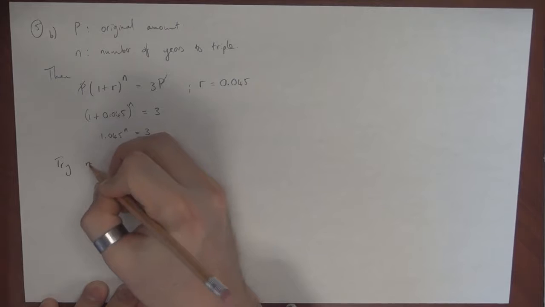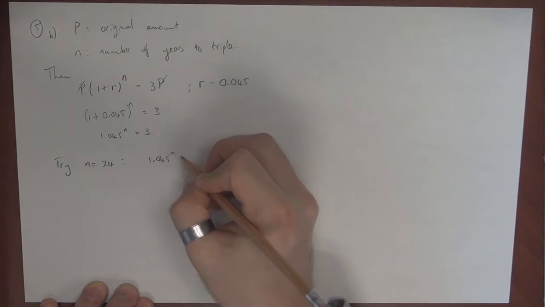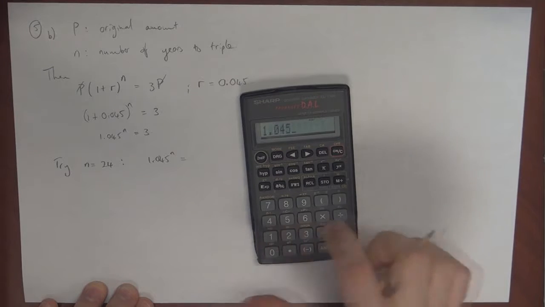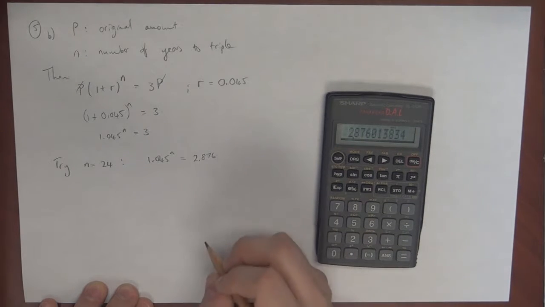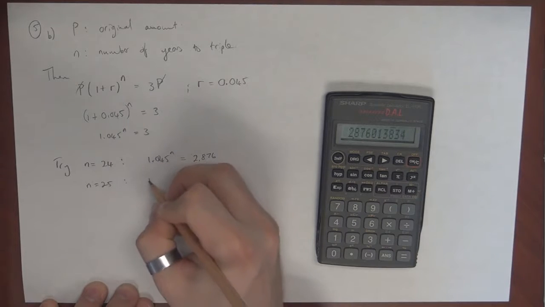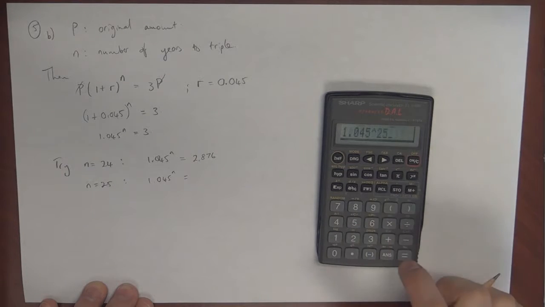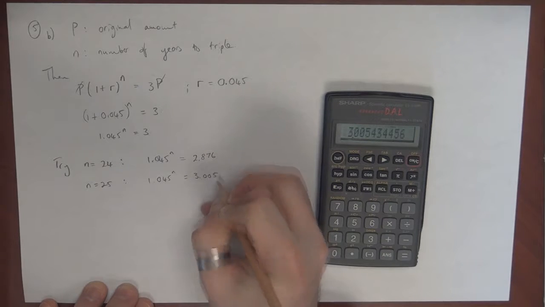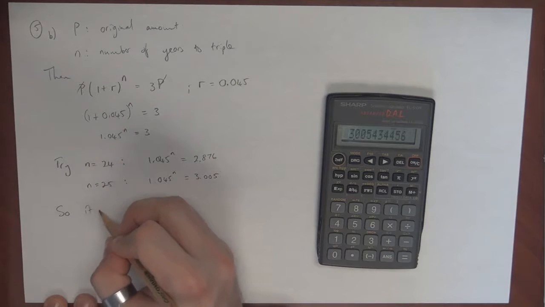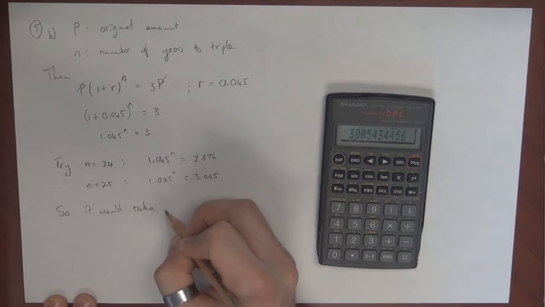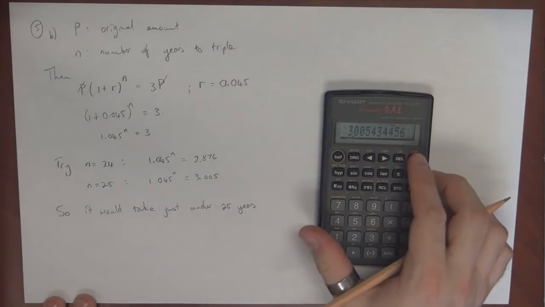So let's try N equal to 24. Then 1.045 to the N equals 1.045 to the 24, which is 2.876, which is close. Try N equal to 25. 1.045 to the N equals 1.045 to the power of 25, just over 3. So my conclusion is, based on this, that it would take just under 25 years to triple my investment.